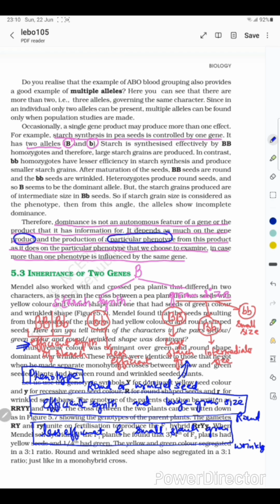So in case of starch synthesis, the gene is showing dominance, but in case of starch grain size, the gene is showing incomplete dominance. So the end product is deciding whether the gene is showing dominance or incomplete dominance.